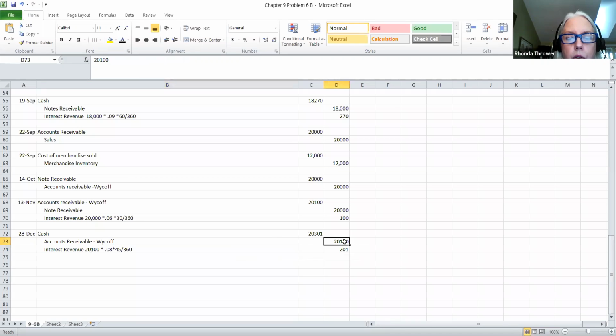The accounts receivable amount of $20,100 that went away plus the interest is what we are receiving, which is the maturity value of that account, basically, $20,301. These two added together are how I got that amount. So the cash that we've received off of this transaction is $20,301. $201 of that was interest revenue from November the 13th to December the 28th. The other $100 was interest we have already accounted for. That was from October 14th to November the 13th.